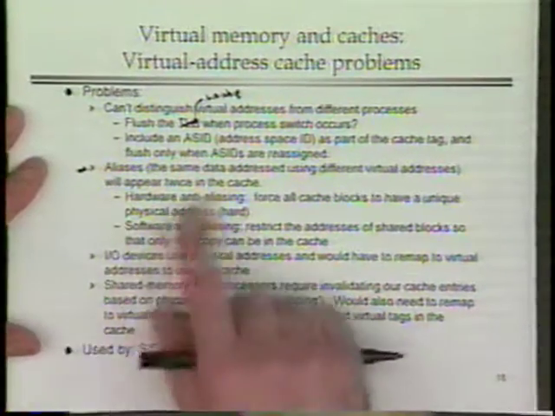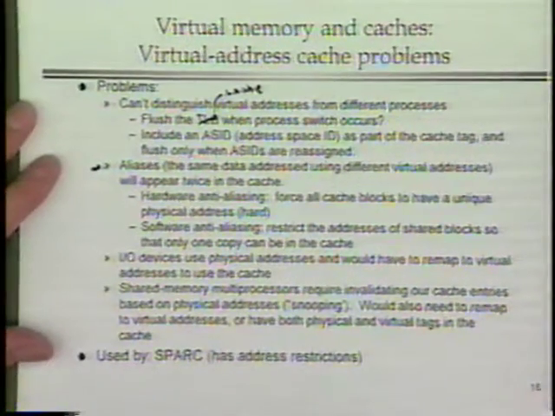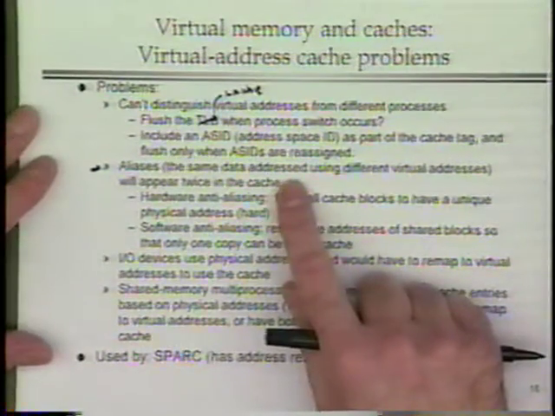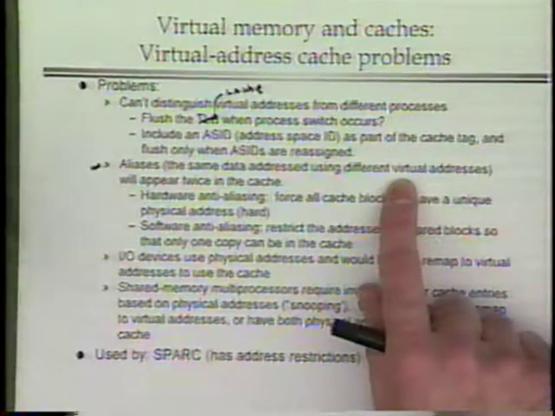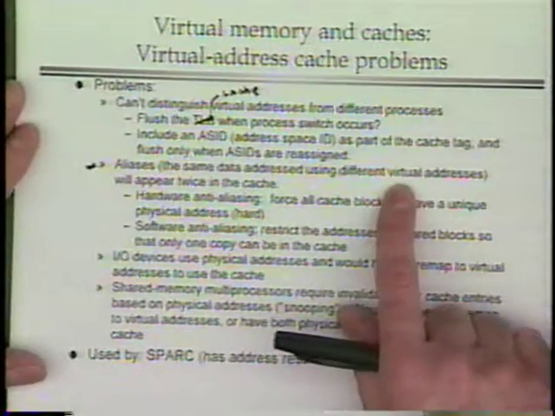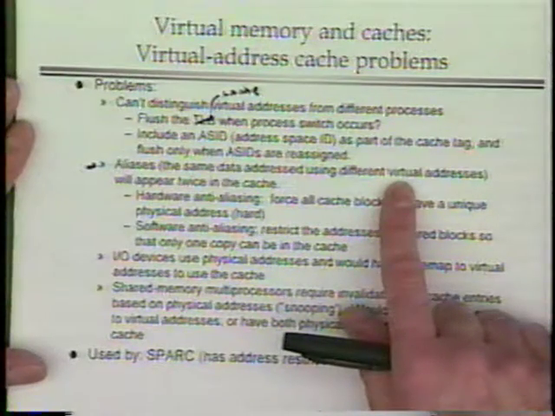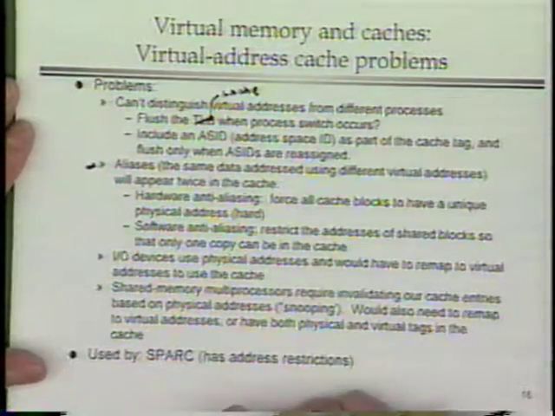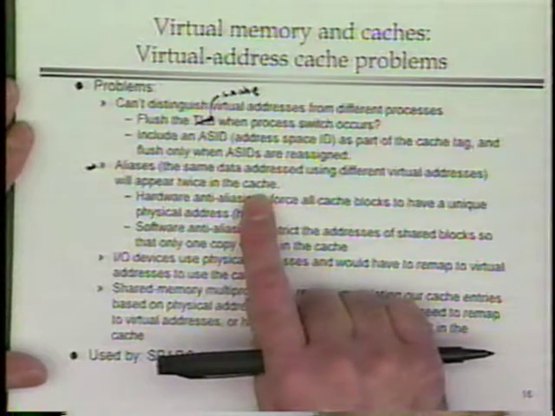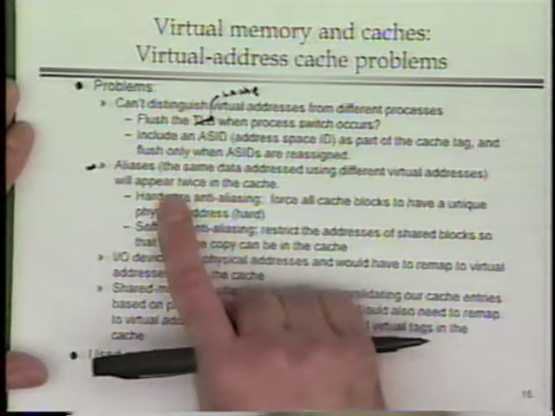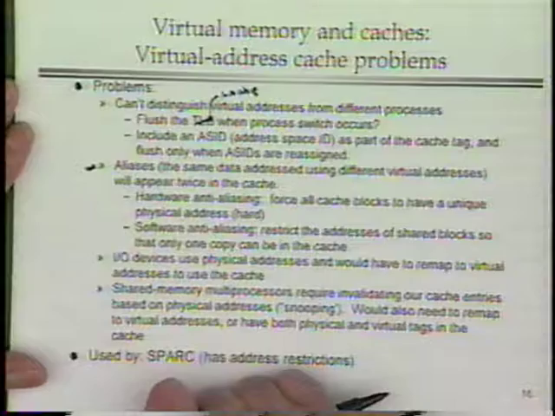Okay, more problems with virtual memory and caches. One is that there's a problem with aliases. If we want to have the same data being addressed using two different virtual addresses, remember we showed that as part of the advantages for virtual memory, that we can have two different processes using two different virtual addresses to get to the same data. If we use virtual addresses as the basis of storing things in the cache, then in fact we'll wind up with that data appearing twice in the cache.